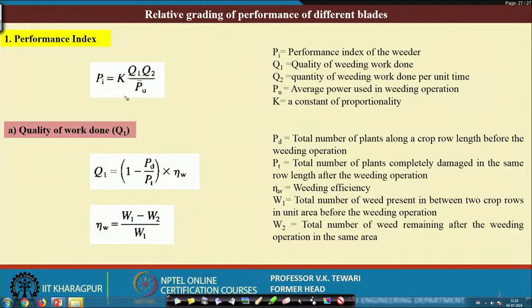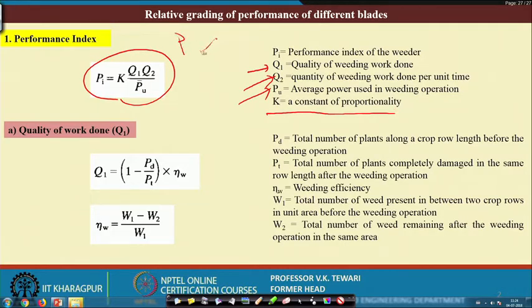as shown here, where Q1 is the quality of weeding work, Q2 is the quantity of weeding work, Pu is the average power used, and K is the constant of proportionality, because the performance P is proportional to Q1, Q2 and the power used. So, on the basis of this, if we can find out these, we will be in a position to find the performance of these blades.